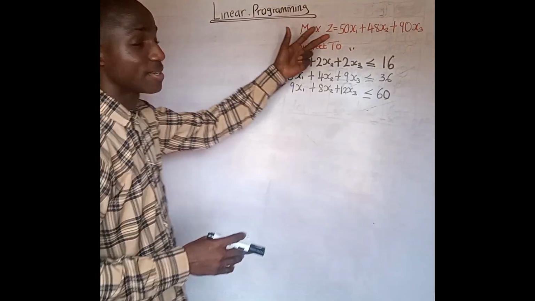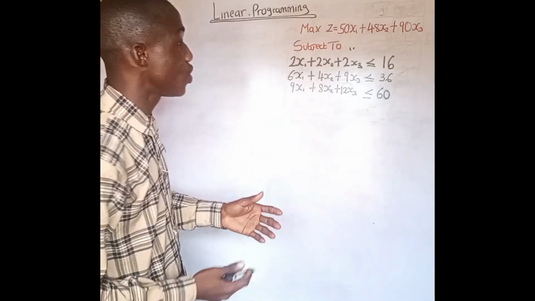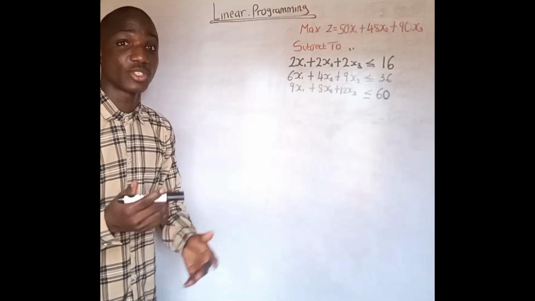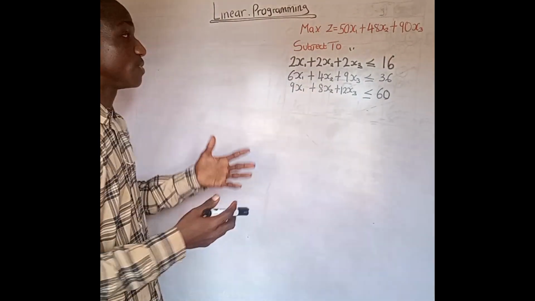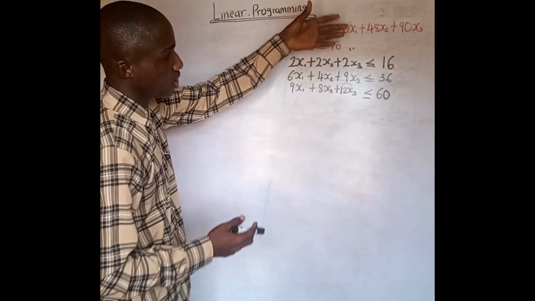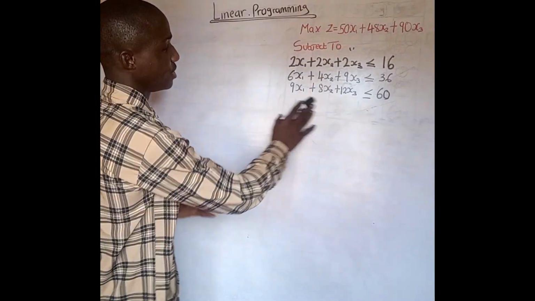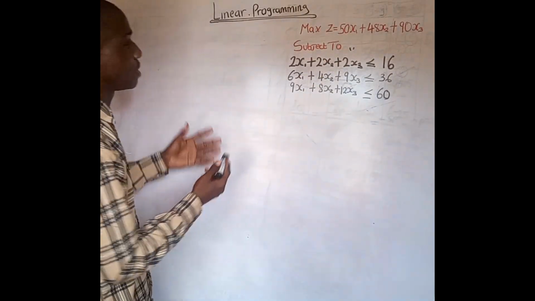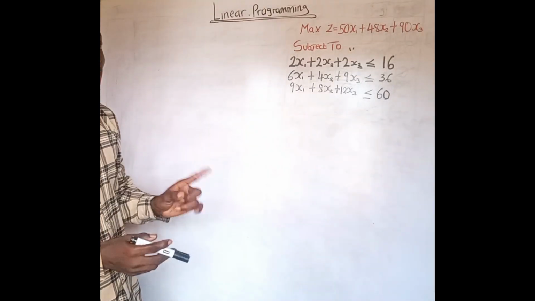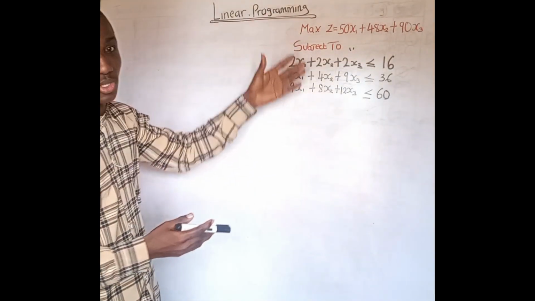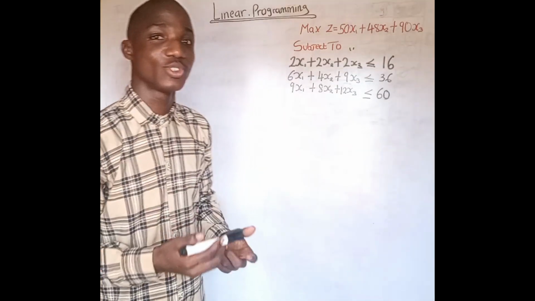This is the question that they gave us to solve. As you know, in linear programming, we will always have an objective function and we always have the constraints. So this is the objective function here, and this is the constraint that we have. If you want to solve this problem, the first thing to do, as I told you in my previous video, is to change the constraints and the objective function into standard form by introducing a slack variable.